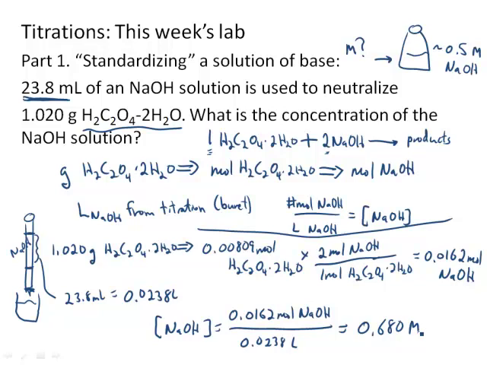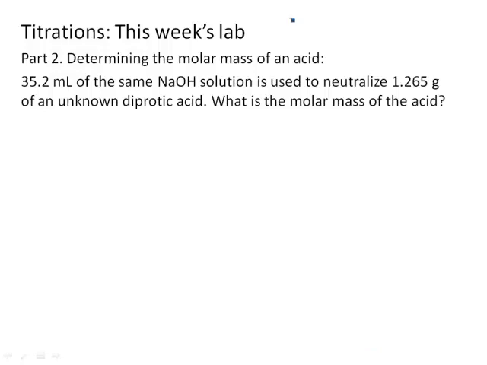So that's it. In part 1, the idea was you've made this NaOH solution, you're going to use it for your titrations, and you wanted to know what its concentration was, and you know that now. Actually you do that twice, and you just do the calculation twice and average them. Now I'm going to write that down: NaOH concentration equals 0.680 moles per liter. Now you're going to use that NaOH solution to determine the molar mass of an unknown acid.